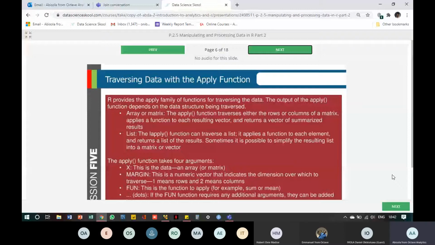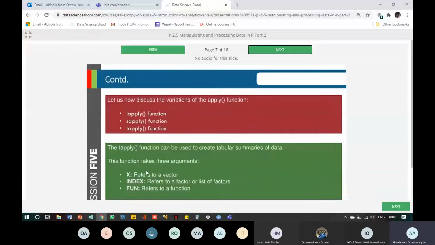These are the arguments it takes in, and you'll see that in the practicals. We have different types of the apply function: the lapply, the sapply, and the tapply. So we would practice these two.